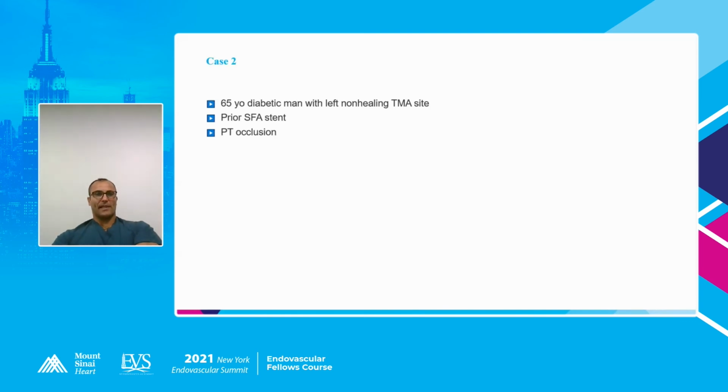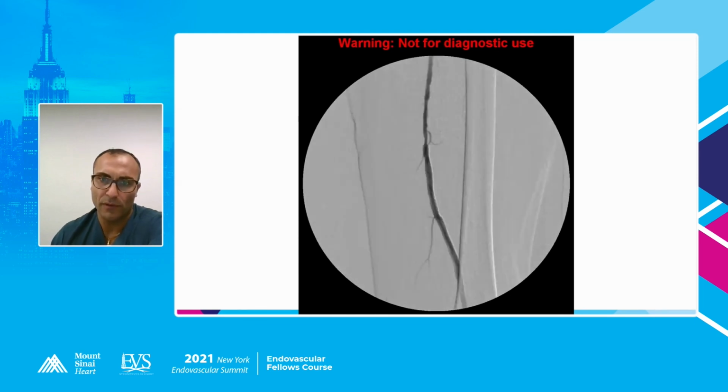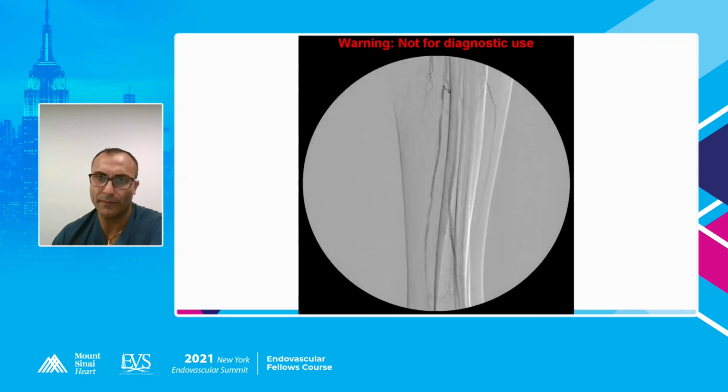Our second case is a 65-year-old diabetic with a non-healing TMA site. Patient had a prior SFA stent and a known PT artery occlusion. You can see we have a 6 French sheath up and over from the contralateral groin. Imaging the leg, the SFA and popliteal segment, not terrible. The proximal anterior tibial artery here is occluded. You can see a large anterior collateral. You can see the tibial-peroneal trunk and the peroneal artery, but an occluded posterior tibial.